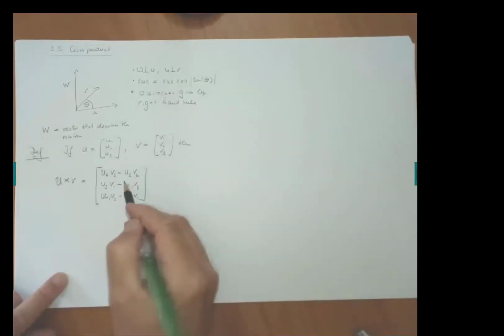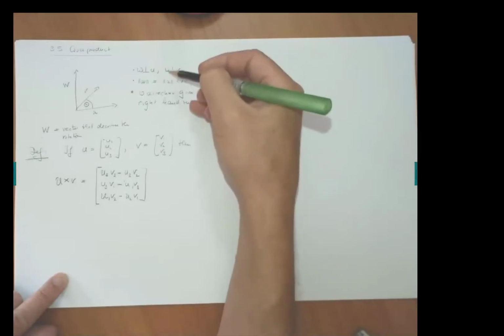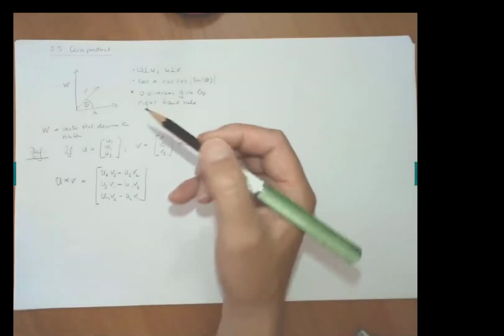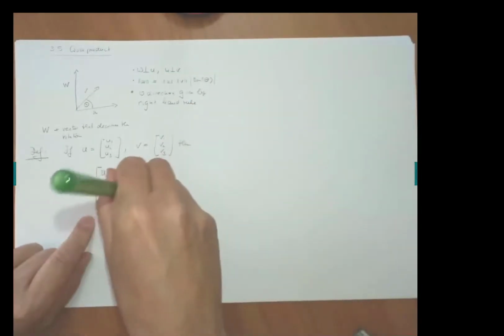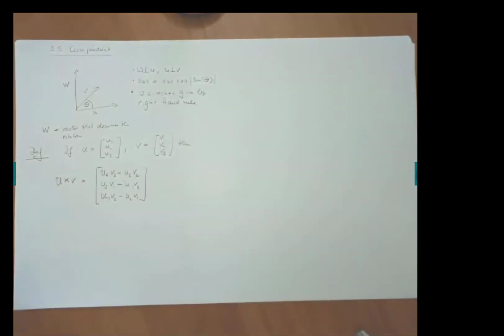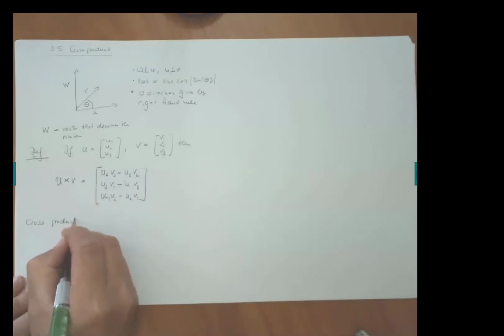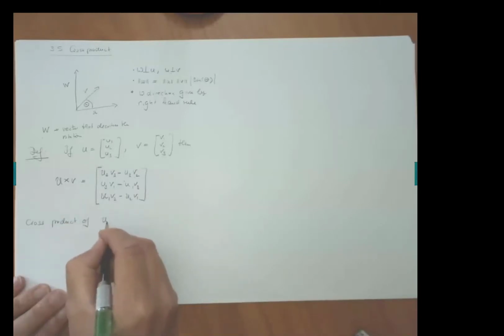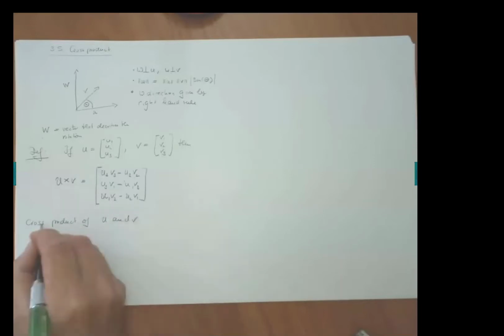So this formula you can derive, if you say this and this and this has to be true, you come out, there's only one possibility and that's it. That is solving this problem, no? Okay, and this is called the cross product of U and V.